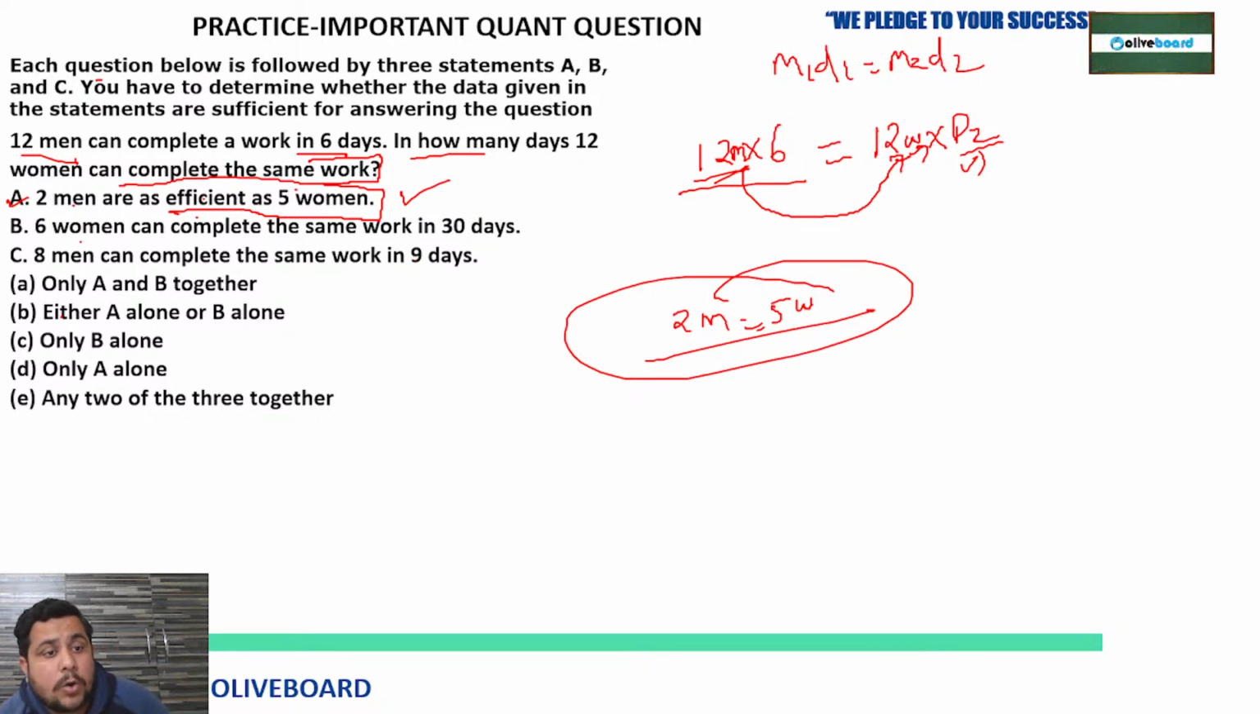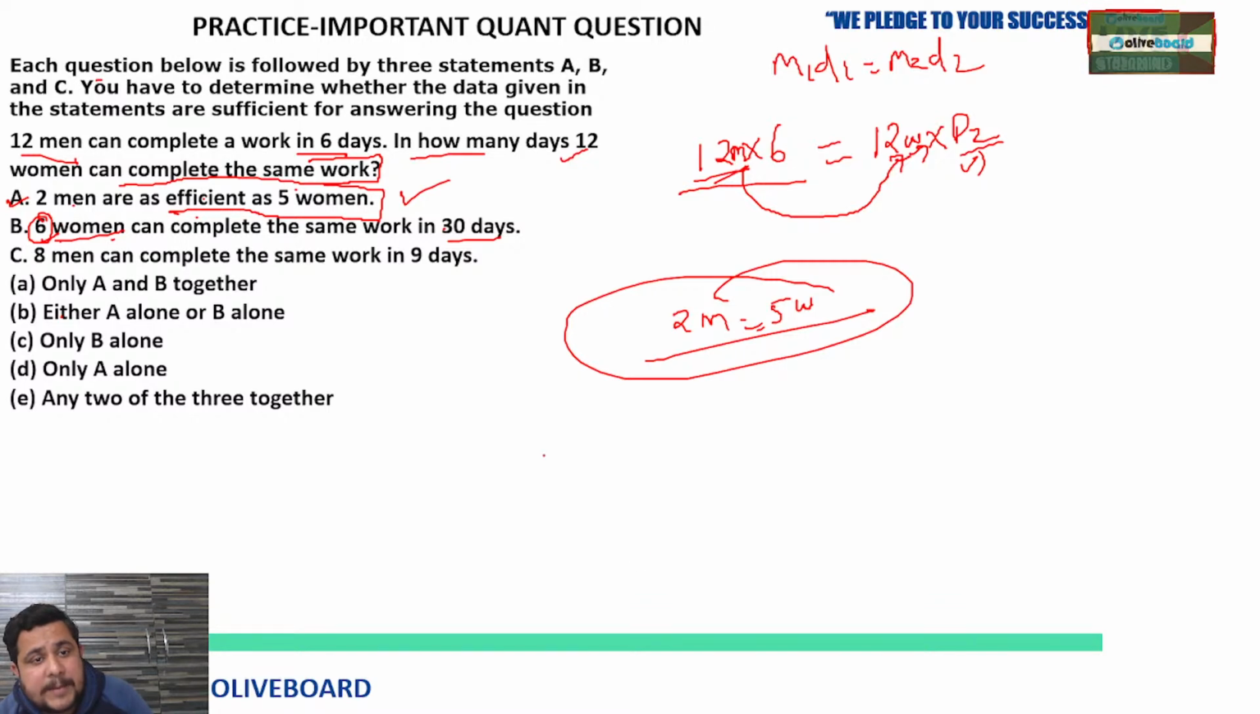Okay, now option B: six women can complete the same work in 30 days. Okay, so they have given that six women can complete the same work in 30 days. Now we know half of the work is completed by how many women? Six women in 30 days. So 12 women will complete the same work in how many days? Easily we can decide, right? Because women to women we can compare the data.